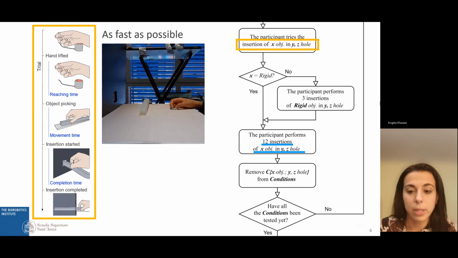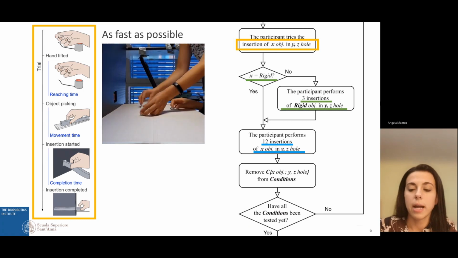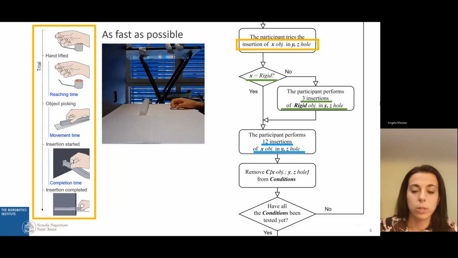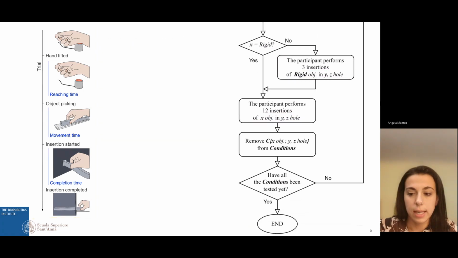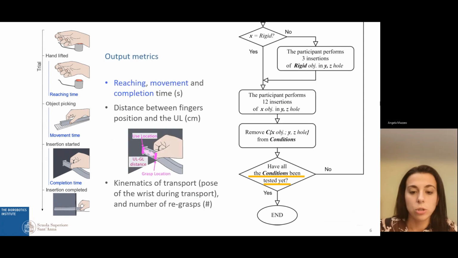Then we record 12 repetitions of the insertion task, but if the object in the specific condition is deformable, we record 3 trials of insertion in the same hole with the rigid object before the ones with the deformable object. Then the next condition is selected randomly up to the completion of all 12 conditions.